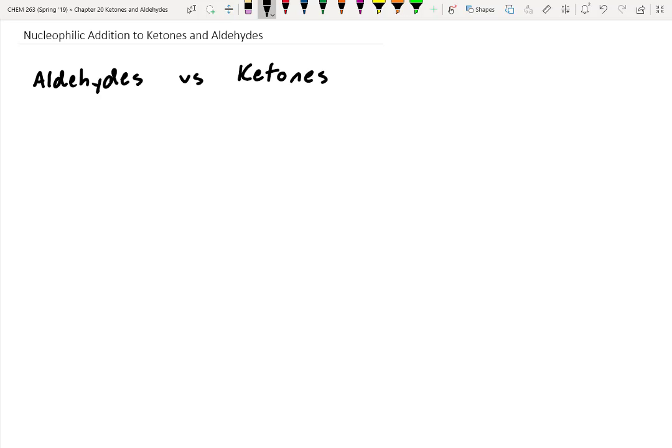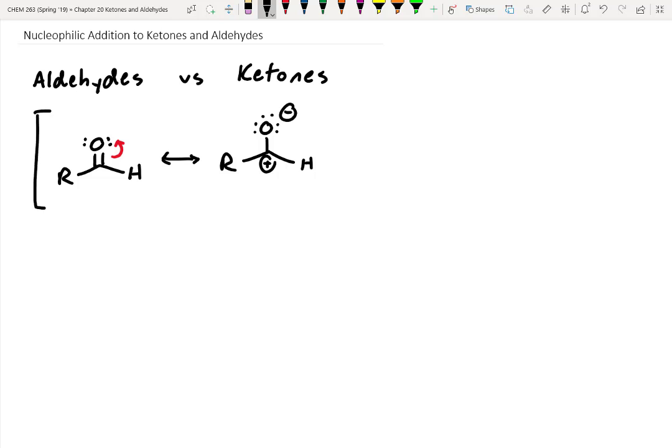Okay, so let's just take a generic aldehyde and think about its resonance structure. It really only has one: you kick up electrons onto that oxygen, which means we would have a positive charge on the carbon and a negative charge on the oxygen. So this would be our aldehyde. And then we can compare this to the equivalent ketone.